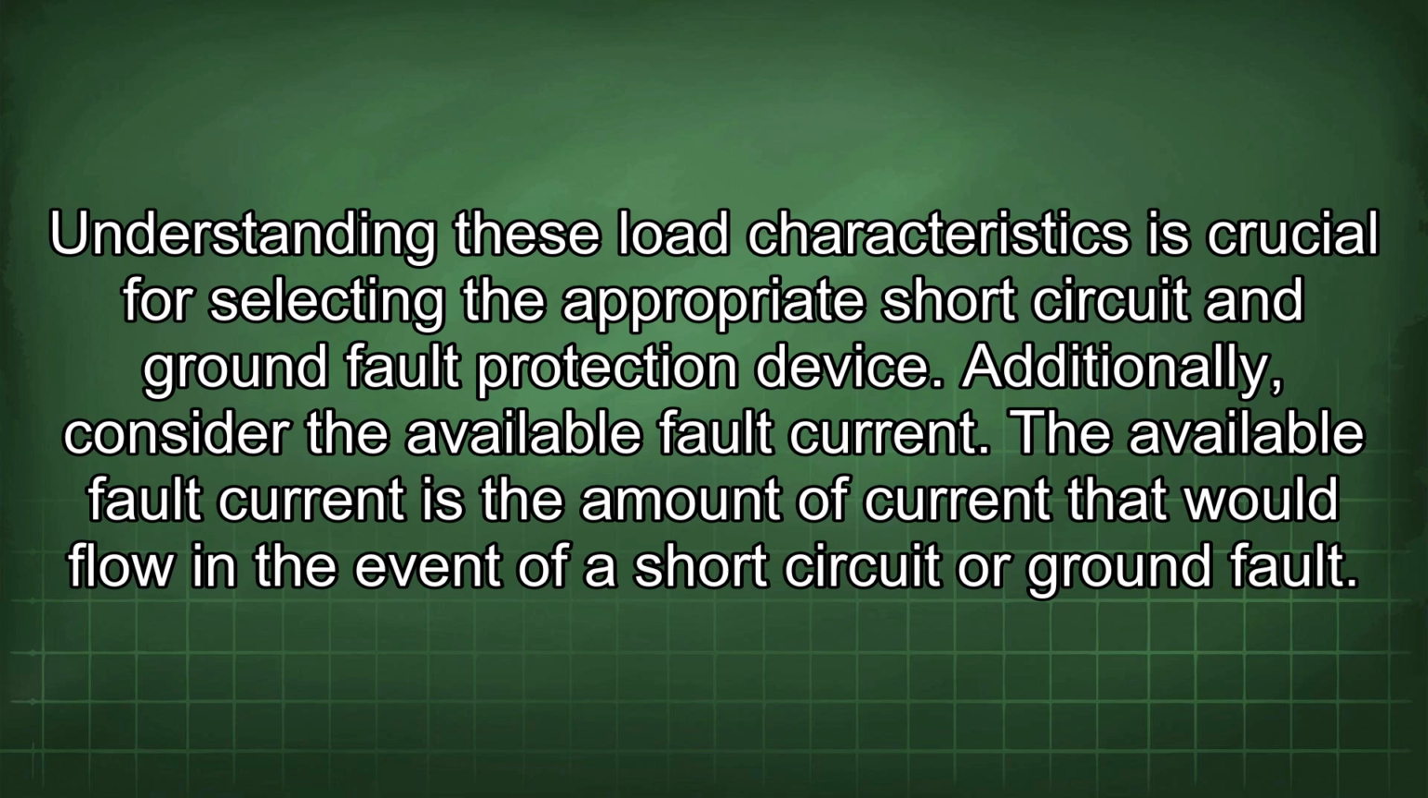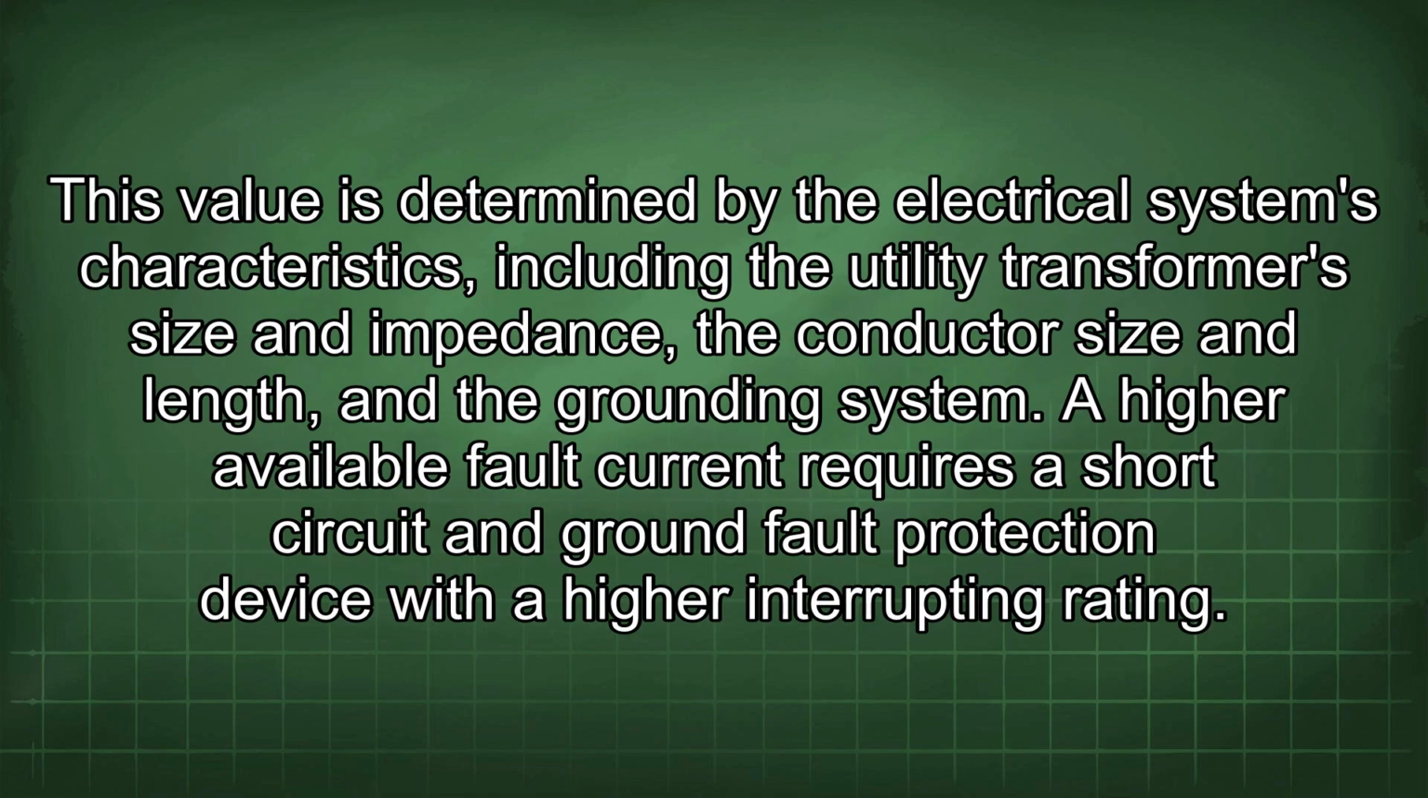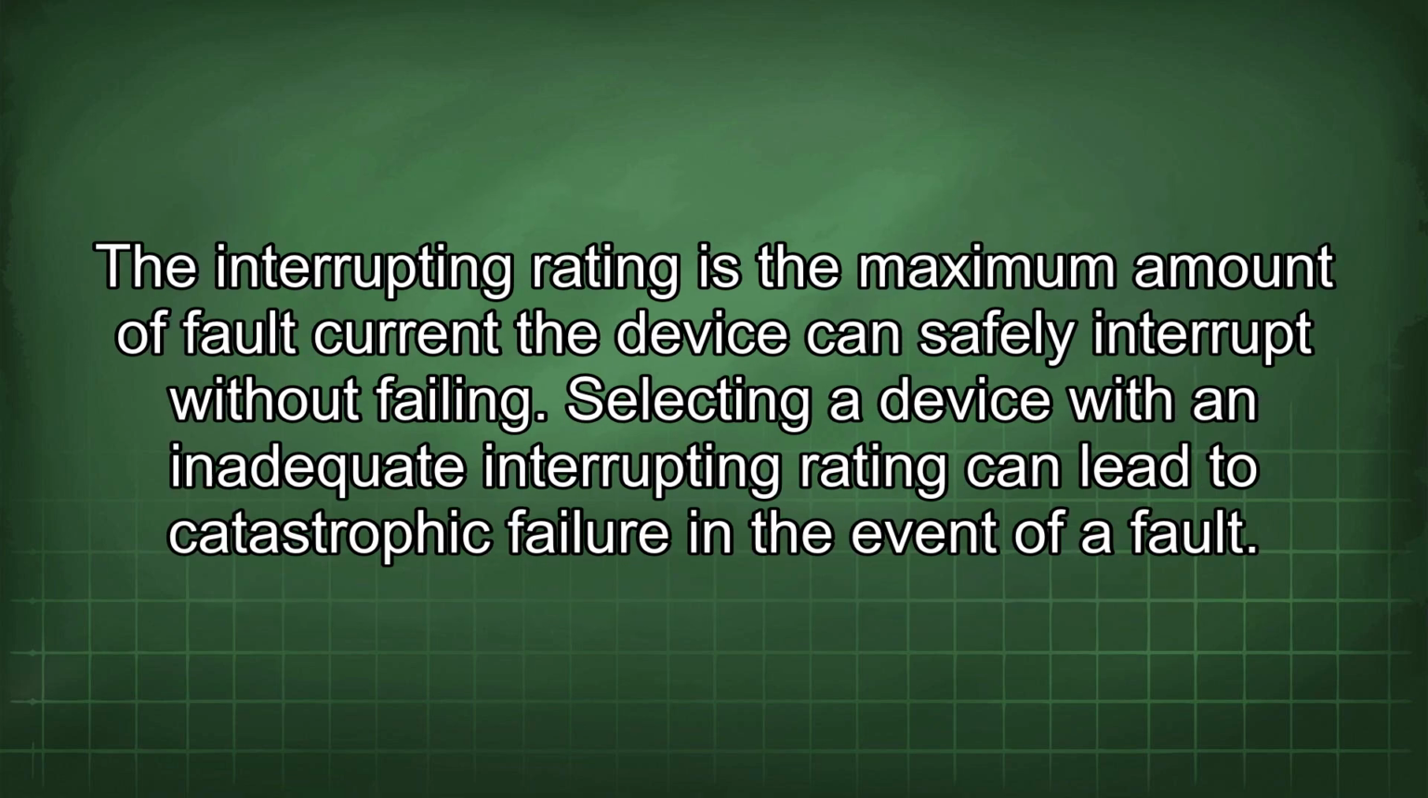Additionally, consider the available fault current. The available fault current is the amount of current that would flow in the event of a short circuit or ground fault. This value is determined by the electrical system's characteristics, including the utility transformer size and impedance, the conductor size and length, and the grounding system. A higher available fault current requires a short circuit and ground fault protection device with a higher interrupting rating. The interrupting rating is the maximum amount of fault current the device can safely interrupt without failing. Selecting a device with an inadequate interrupting rating can lead to catastrophic failure in the event of a fault.